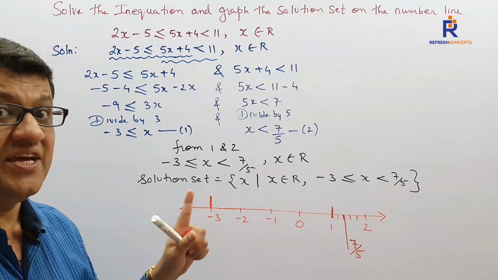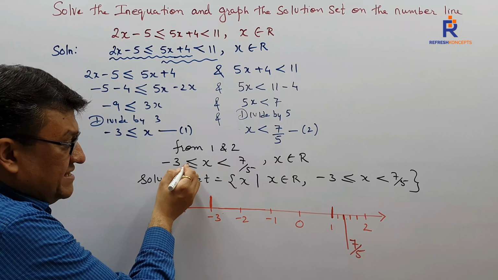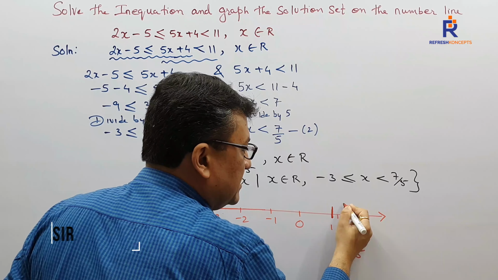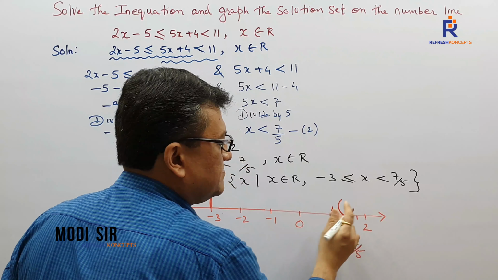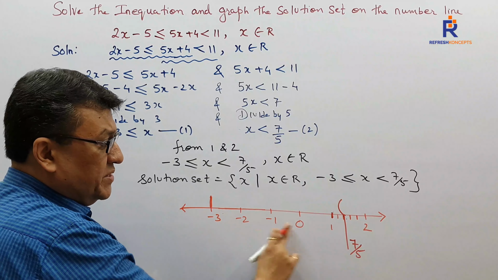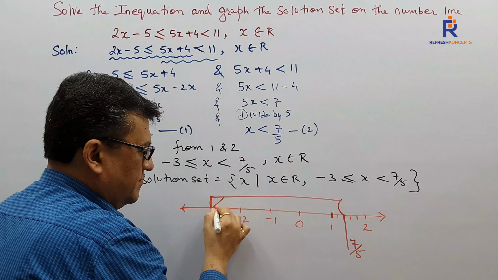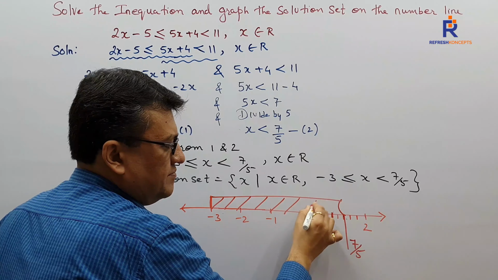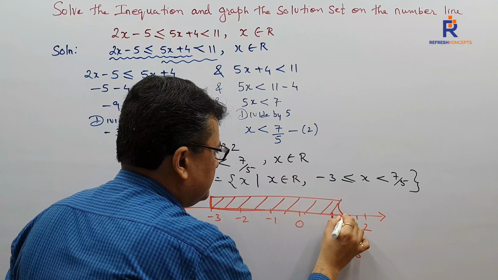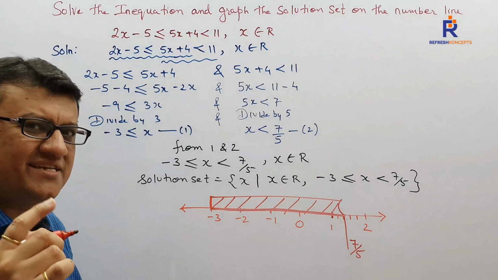We are not yet done. So here it is minus 3. Since it is less than or equal to, it is a straight line. Here it is less than, so it's not going to be a straight line. It's going to be a curve. So here a curvature. And x lies in between them, being a real number. If you want, you can darken this also. Are we done? Not yet.